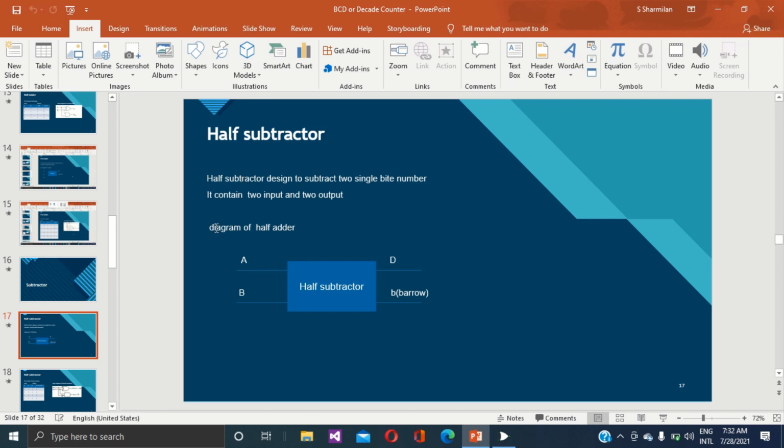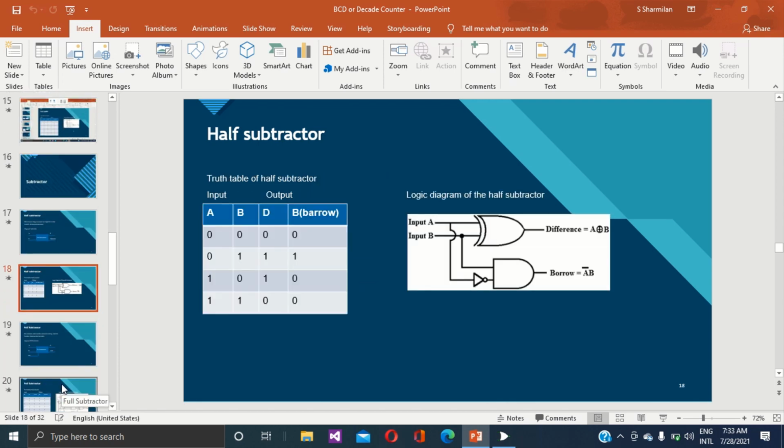Here this is a diagram of the half subtractor. This is the truth table of half subtraction. This is the logic diagram of the half subtractor. Now we are going to see how to implement the half subtractor in the logicly simulator.